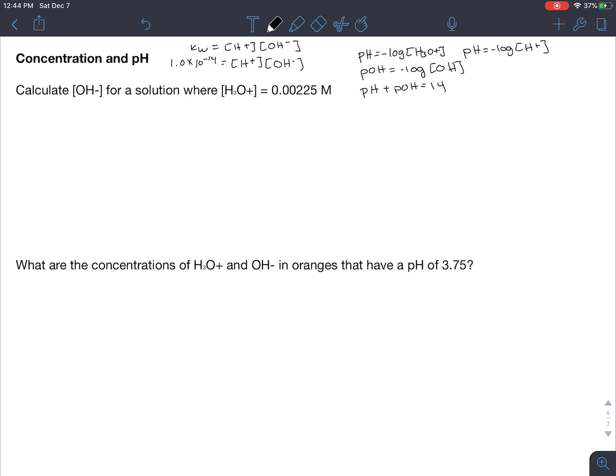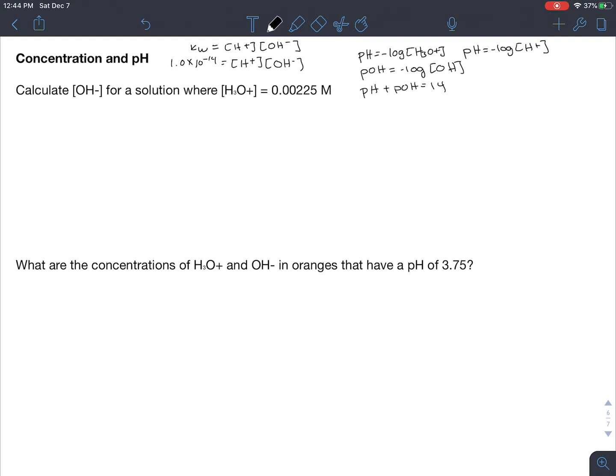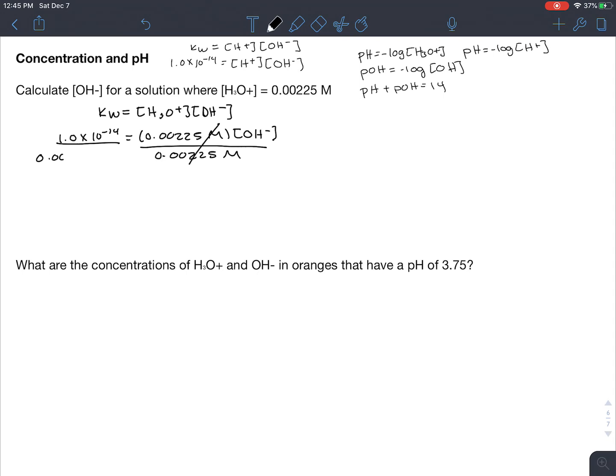Alright, so let's look at these problems. Calculate hydroxide for a solution where hydronium is 0.00225 molar. So going back to this equation from the top, I know that water breaks up into, we can even keep it consistent, hydronium and hydroxide. Hydrogen and hydronium are the same thing. Water breaks up into hydrogen, but it reacts back with water, forming hydronium ion. I know that Kw is 1.0 times 10 to the negative 14th, and I know hydronium is 0.00225 molar, and I want hydroxide. So all I do is divide both sides by the molarity of hydronium ion.